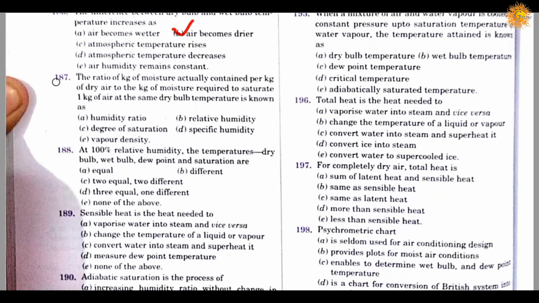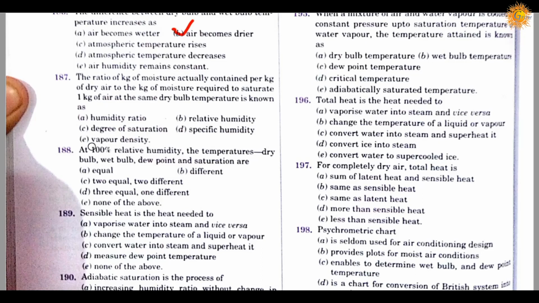Question number 187. The ratio of kilogram of moisture actually contained per kilogram of dry air to the kilogram of moisture required to saturate 1 kilogram of air at the same dry bulb temperature is known as: option A, humidity ratio; option B, relative humidity; option C, degree of saturation; option D, specific humidity; option E, vapor density.